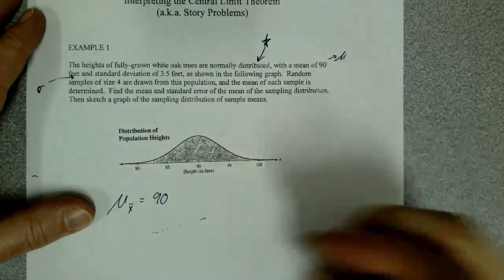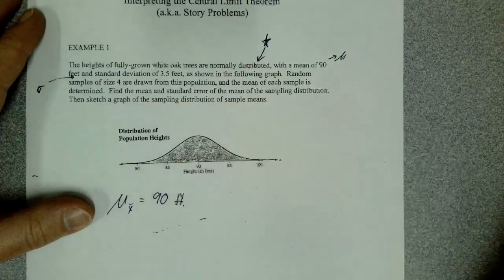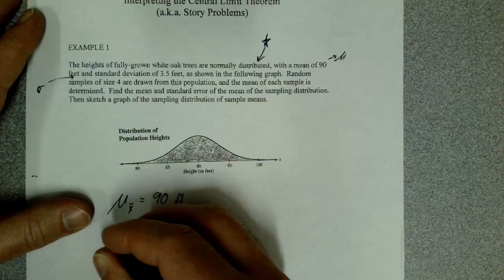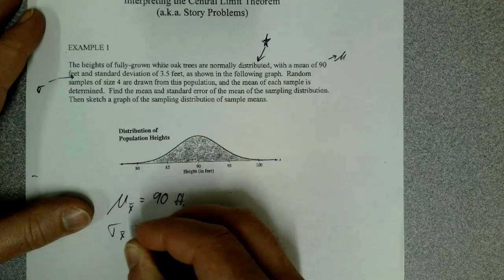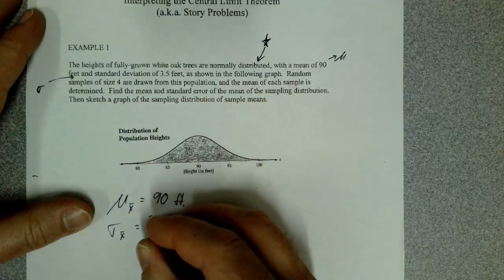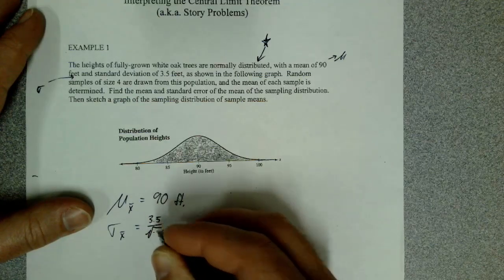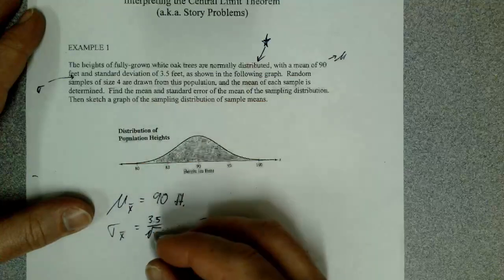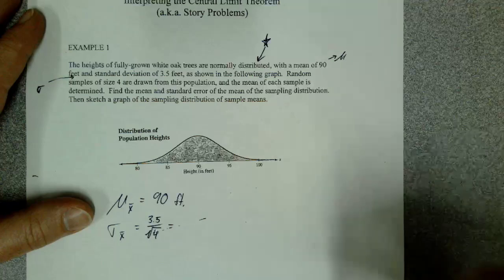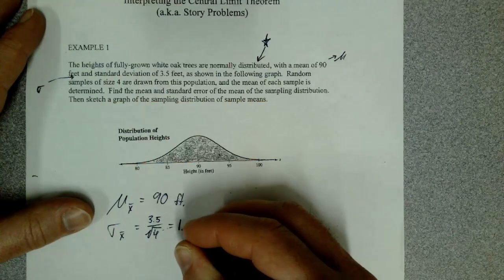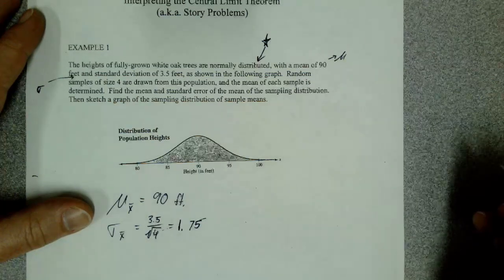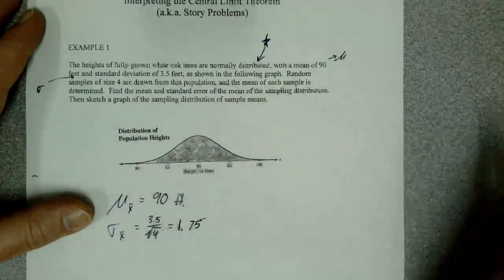So no calculations really going on here. It's just 90, in this case 90 feet. You're going to be specific. Okay. All right. Your standard error from your sample, that's your sigma x bar. That's where we have to take our standard deviation, that 3.5, and divide it by the square root of our sample size. So the sample size is 4, so that's just 3.5 divided by the square root of 4, which is 2. Which gives you an overall answer then of 1.75. Okay. So that's it for the mean and standard error.